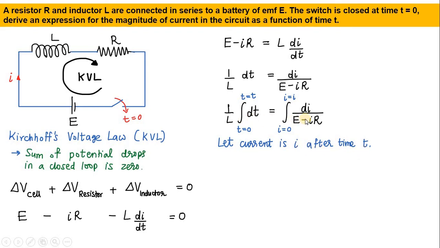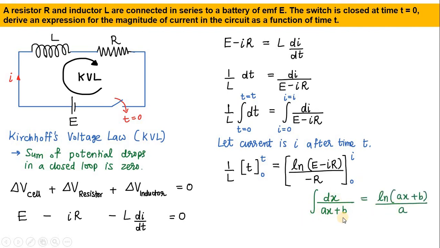Now we can proceed to perform this integration. Left hand side, integration of dt would be t, and we will show the limits, lower limit 0, upper limit t. And on the right hand side, this integration would become a logarithmic answer, ln, natural logarithm of E minus IR. How this became, I will tell you. In our maths textbook you can check this formula: integration of dx upon ax plus b, where a and b are constants and x is a variable, is natural log of ax plus b divided by a, the constant which is the coefficient of the variable x.